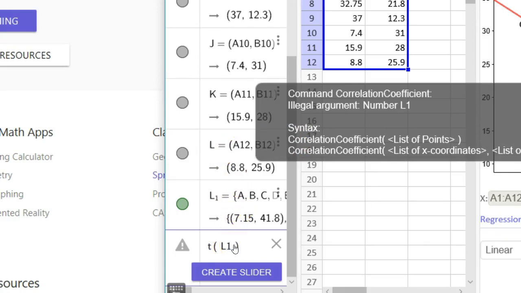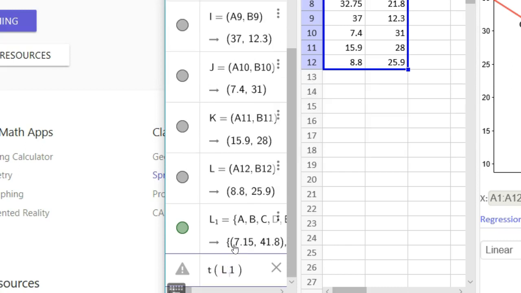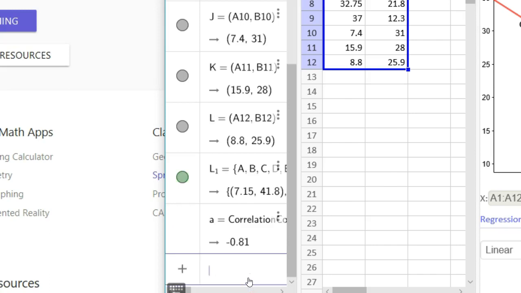And I'm going to put a little underscore. L_1. There we go. Now it looks like it needs to be capitalized, so let me capitalize it. Okay, L, underscore, and then 1. Enter. There, it gave it to me.